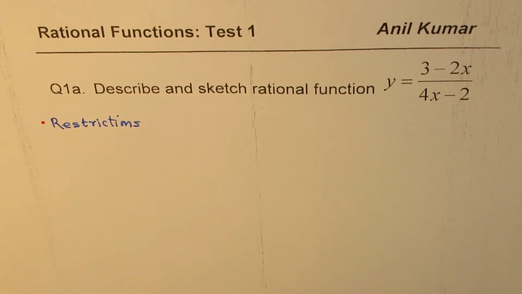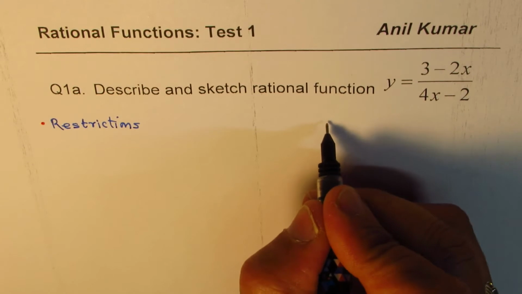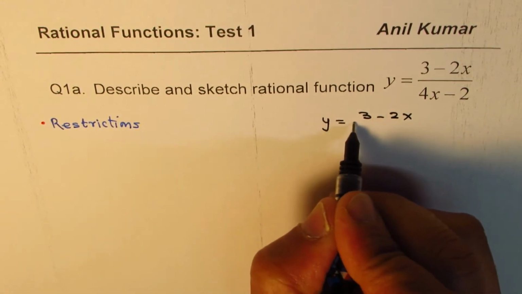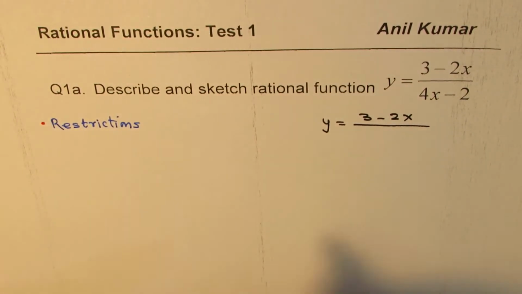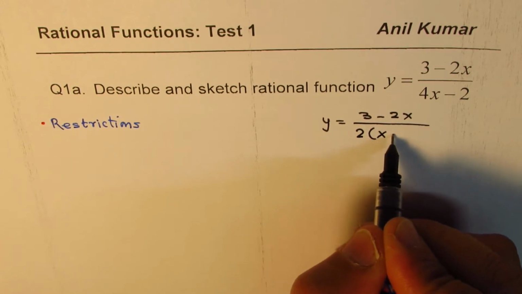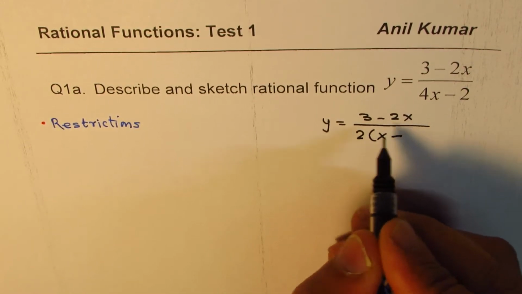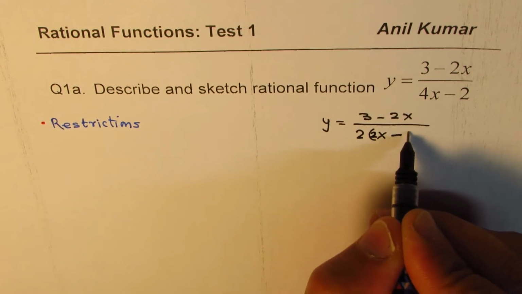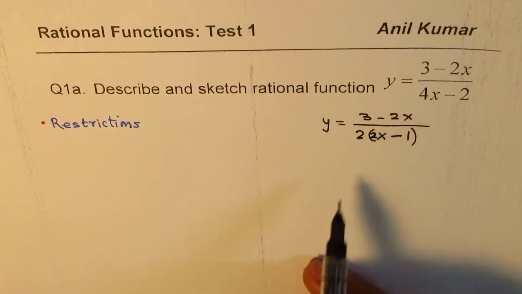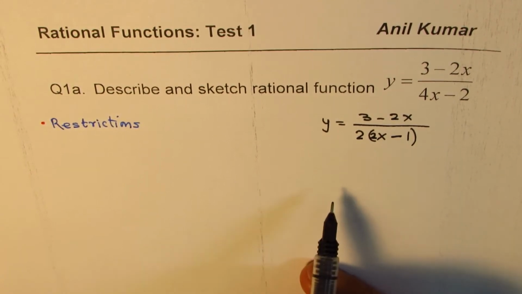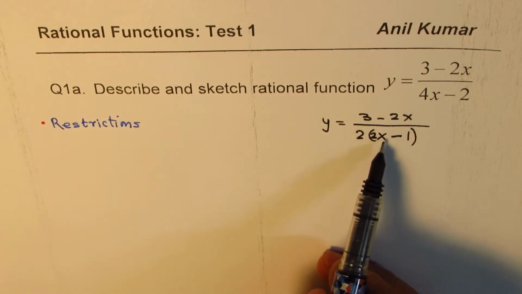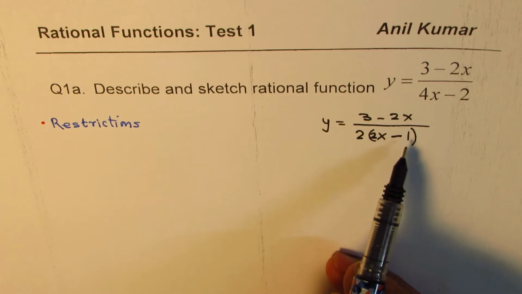Now, in this particular case, we have this function, which is y equals (3 minus 2x) over the denominator. The denominator can be factored. We have 2 common, so I could write this as 2 times (2x minus 1), I'm sorry, when I took 2 common. So 2x minus 1 is what we get in the denominator. Now the denominator cannot be 0. This part, 2x minus 1, leads to restrictions.